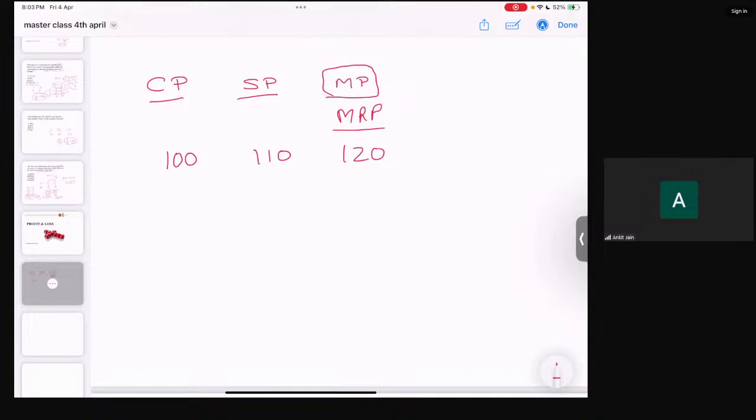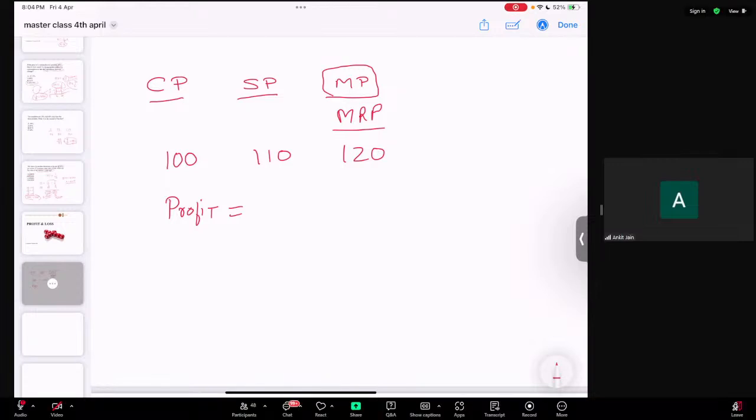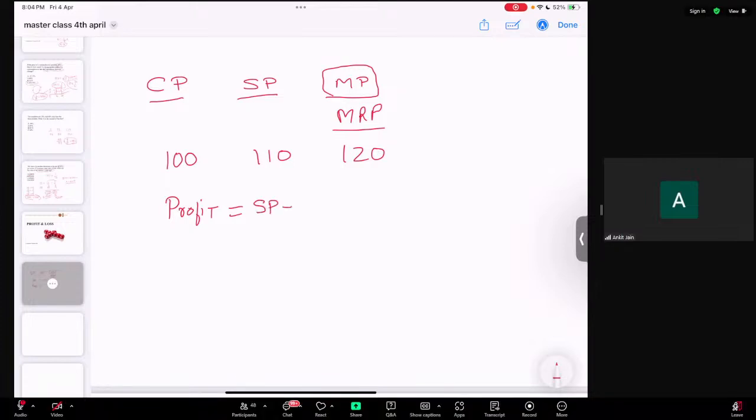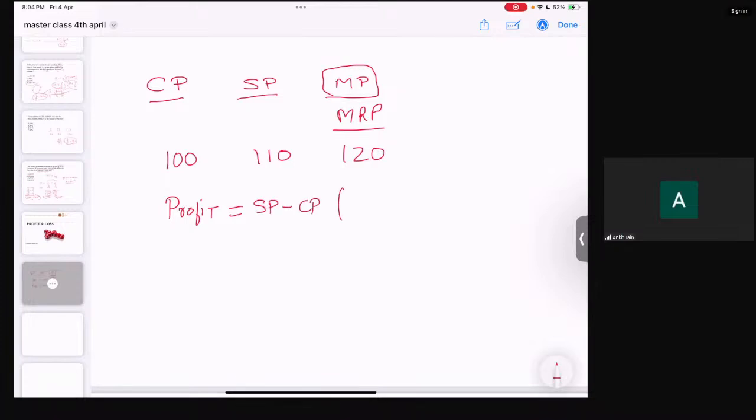So what is the profit? See, Dilpreet Kaur, CP plus profit is not MP. CP plus profit is SP. You can see in this case the profit is 10 rupees. The formula of profit is SP minus CP. Profit happens when selling price is more than cost price.